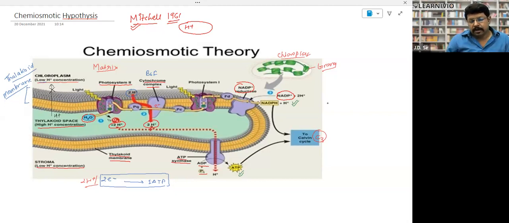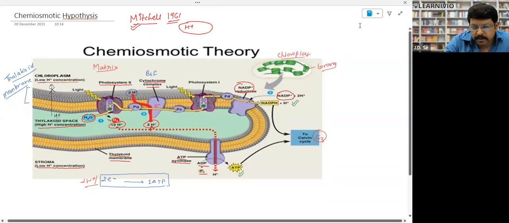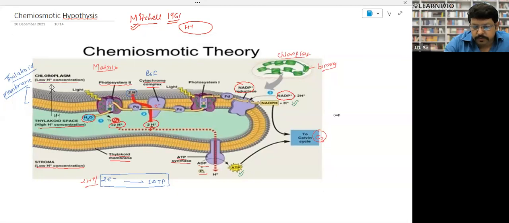Tell me, Alia, Shidika, Martin, got it or not? Yes, sir. Alia, what about you? And Martin, what about you? Did you get this concept? Yes. Okay.